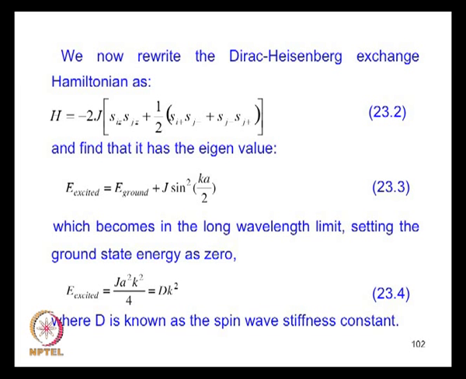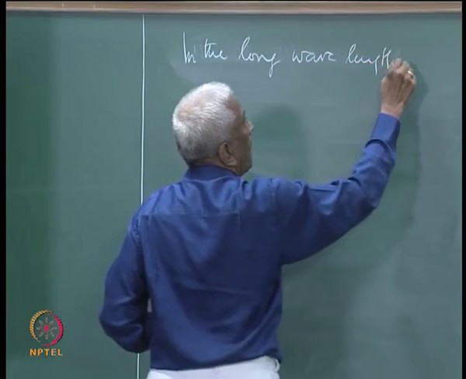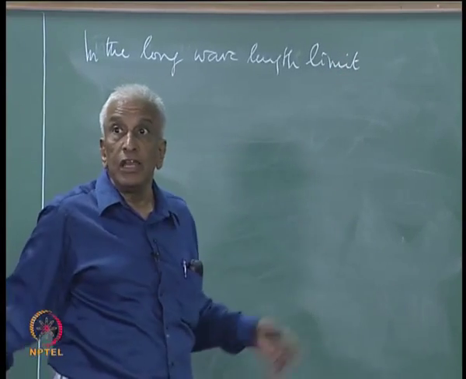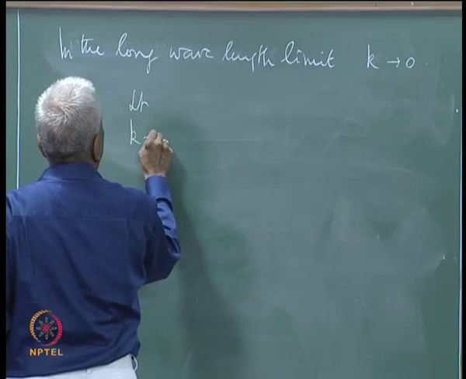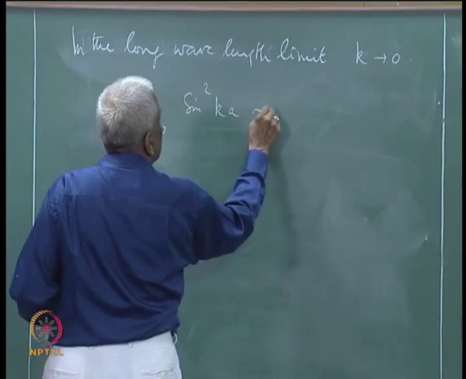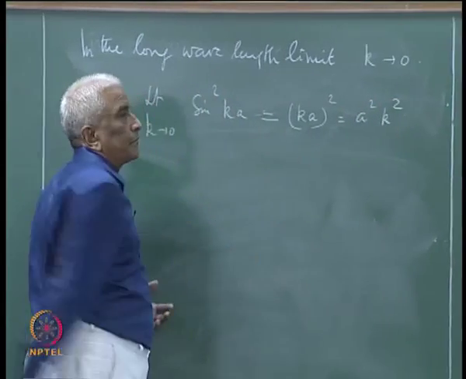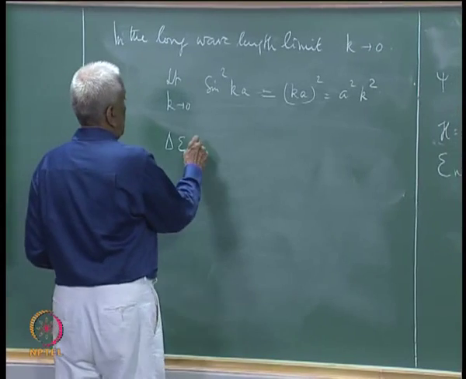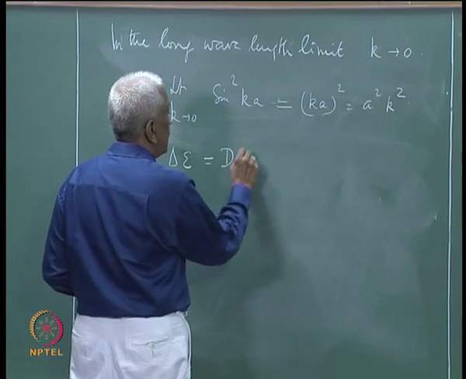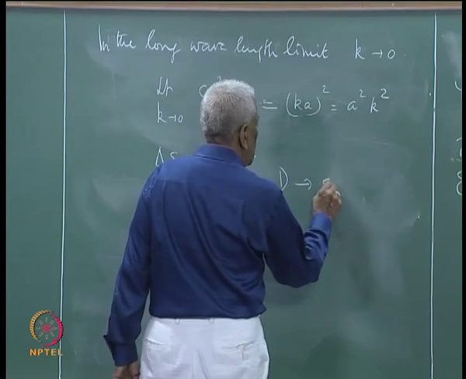and therefore, since k is 2 pi by lambda, the wave number, in the long wavelength limit, if lambda is very long, k tends to 0. So, in the limit k tends to 0, sine square k a is just k a square, or equal to a square k square. Therefore, the energy difference between the ground state and first excited state of a Heisenberg ferromagnet becomes D k square. D is known as the spin wave stiffness.